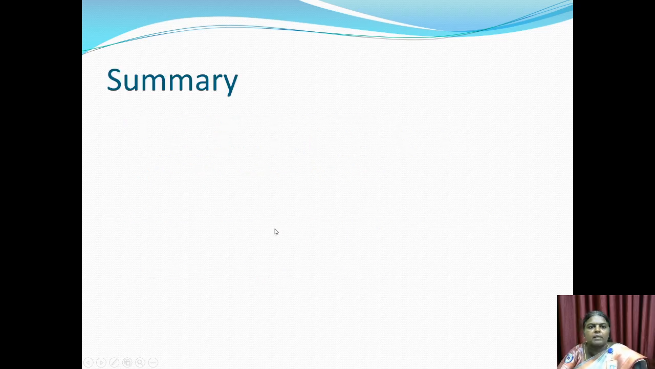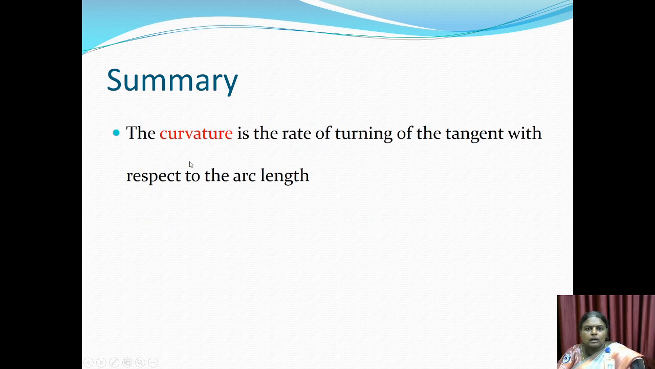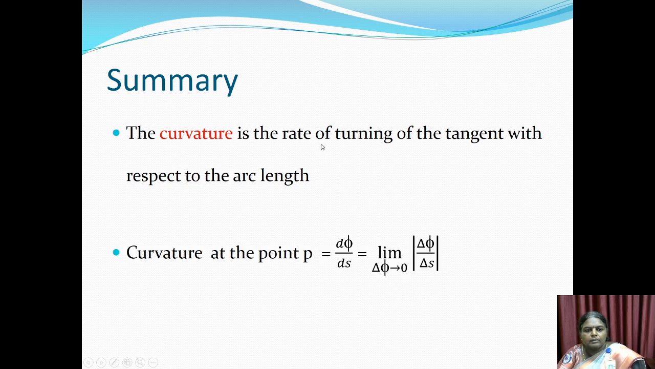Here is the summary of today's lecture. We have defined the curvature as the rate of turning of the tangent with respect to arc length, and we have symbolized this curvature at the point P as d psi by ds, and we have seen some of its applications. In the next class, we will see the definition of the radius of curvature and center of curvature. Today's summary is the definition of curvature with its applications.